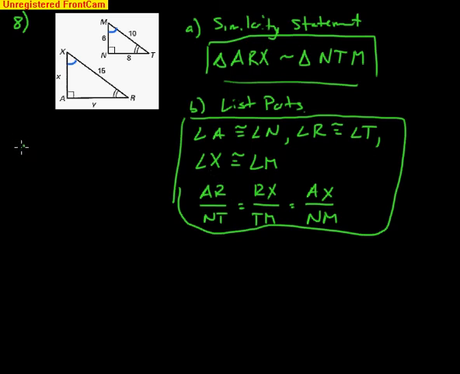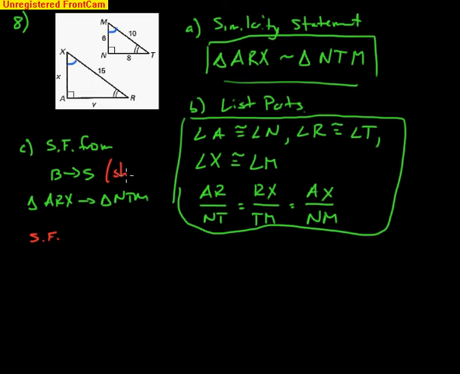Okay, so now let's have a little bit more fun with the numbers. What is the scale factor from, and let's go from big to small. Okay, big to small, which means from triangle ARX to triangle NTM. Well, if I'm going from big to small, that means I am shrinking. So I know that my scale factor, shrink, better be less than 1.